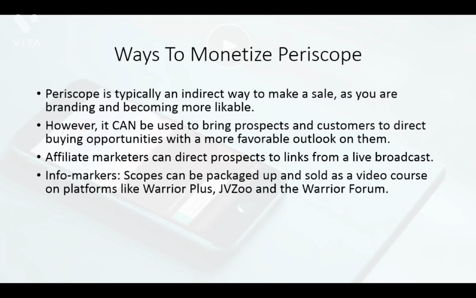And in particular, some scopes are actually packaged themselves. So we talked about affiliate marketers. You could take your scope, package it up, and sell it as a video course. Now, of course, you will have already given the scope live, but there are going to be a number of people who have never heard of what you're doing. They wouldn't have come to your scope. And if they wouldn't have come in the first 24 hours, they're not going to get a chance to hear the information. You can package that information up and create a video course and sell it on platforms like Warrior Plus, JVZoo, and the Warrior Forum.